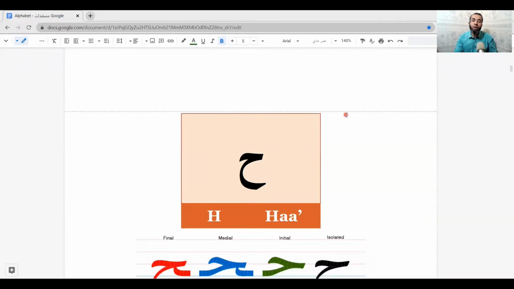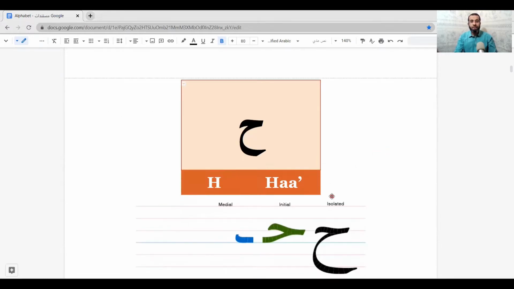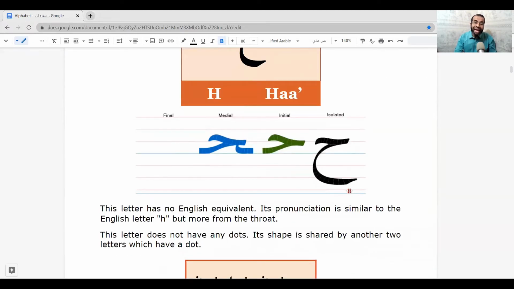Now let's move to a new letter. It is ha. Its sound is ha, and its name is ha. Ha. Not ha. No. Ha. More from the throat.